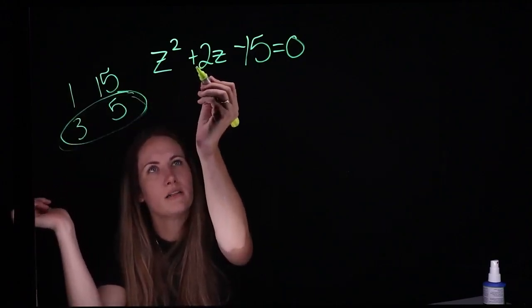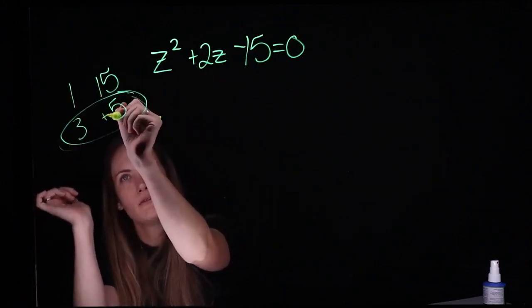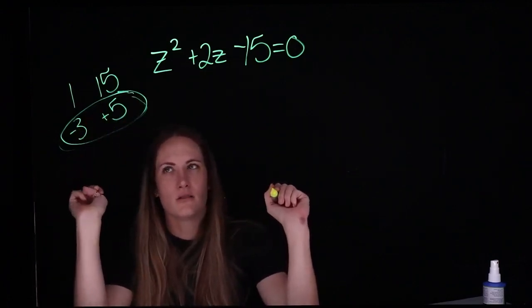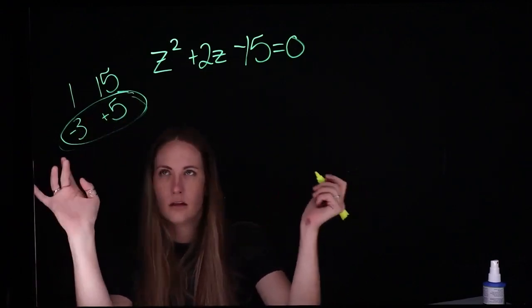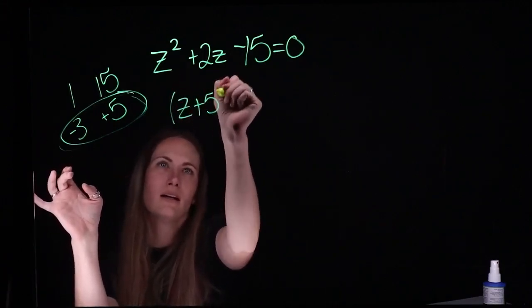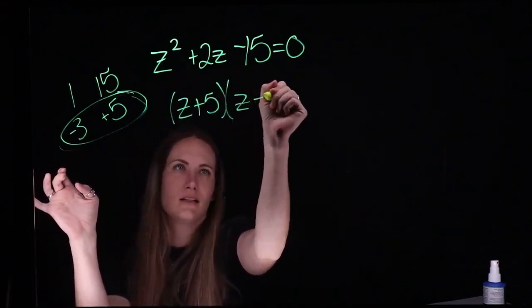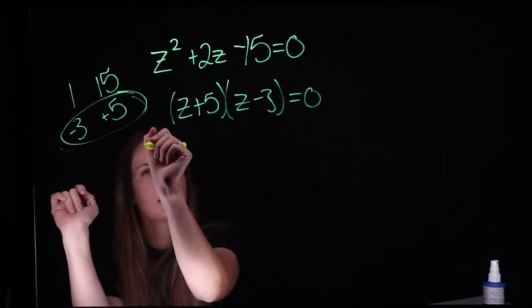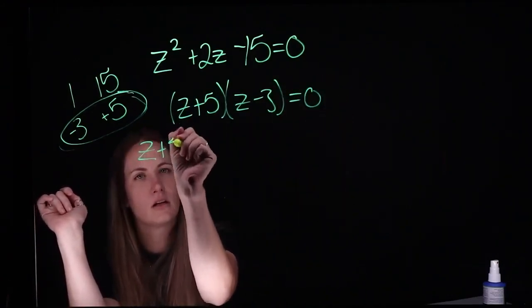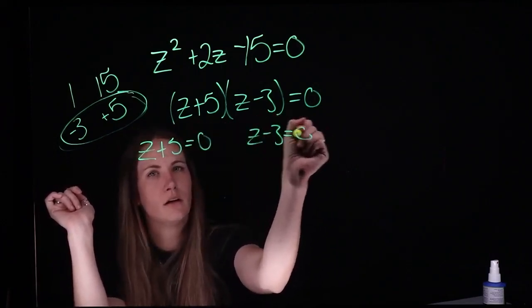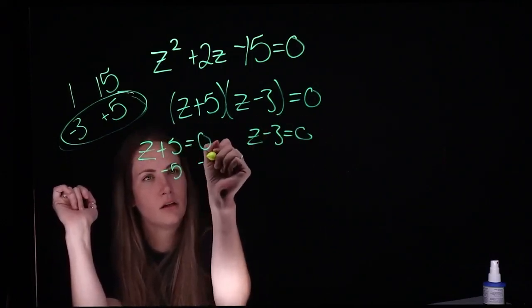So we have a positive 2, so we would have a positive 5 subtract 3, because 5 subtract 3 is positive 2. They don't care if it's in factored form, but we're going to write it there. Z plus 5 and z subtract 3 equals 0, and then we would set both factors equal to 0 and solve them.